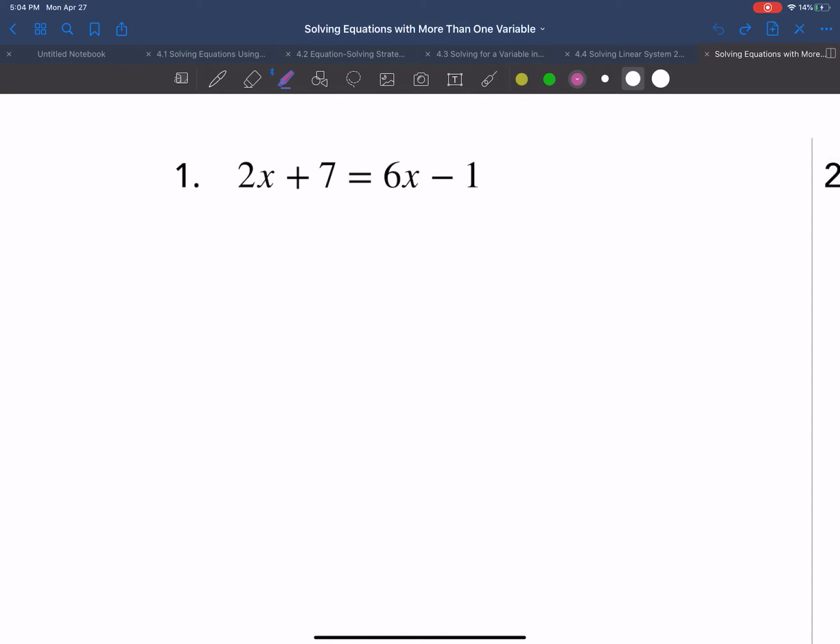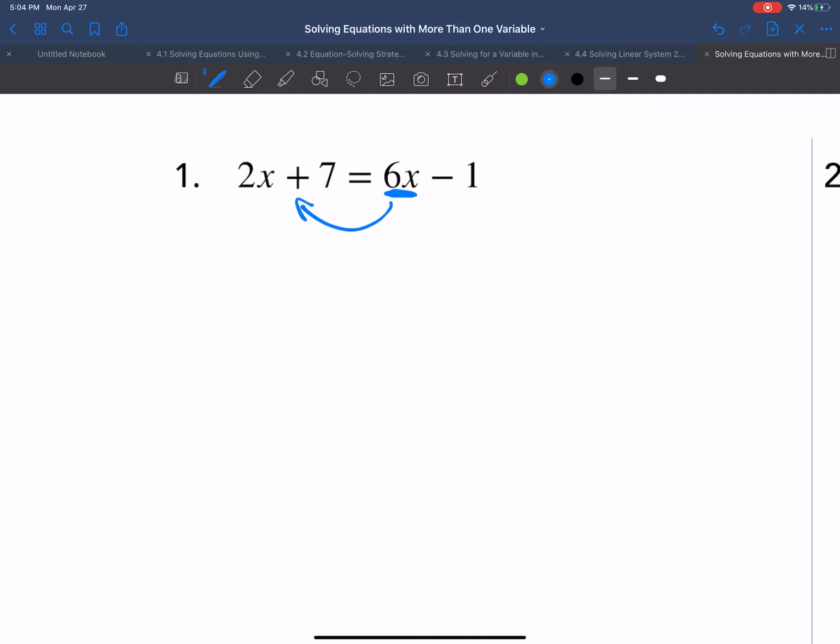So it doesn't matter which way we pick. You can go left or right. So let's just say I want to move my x's to the left side. So what I'll do then is, since I chose the left side, that means I need to take this 6x and get it out of there. I want to remove it from the right side and move it over to the left side.